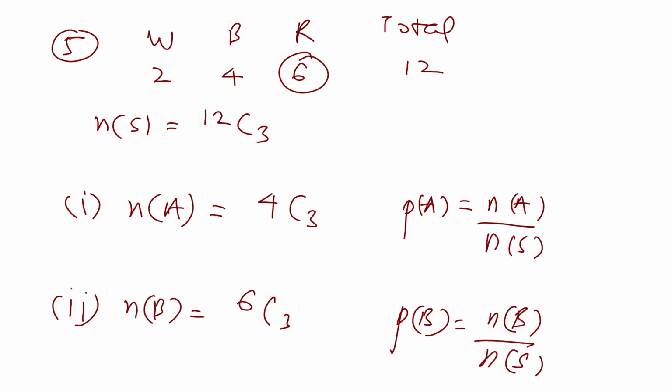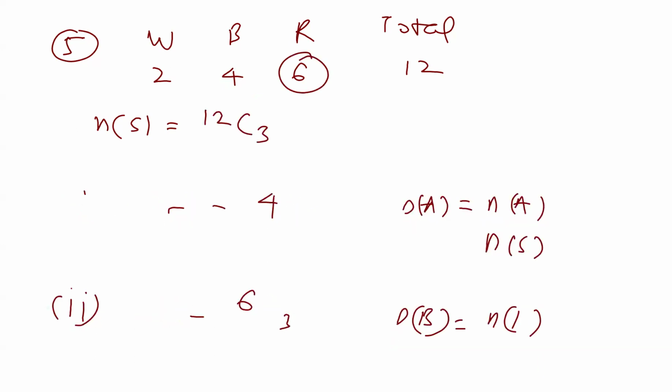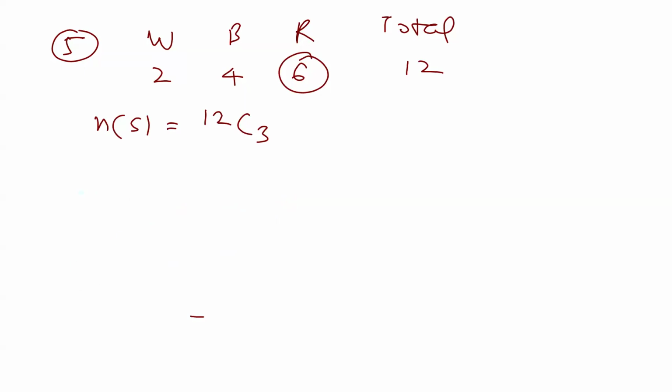Third part of the problem. All 3 should be white. Now see, there are only 2 white balls. So how can we take out 3 white from 2 white balls? All 3 cannot be white. One has to be of some other color. So the answer for the third sub question is 0, because it is really not possible to pull out 3 white balls from a total of 2 white balls, right? Let us go to the next sub question.